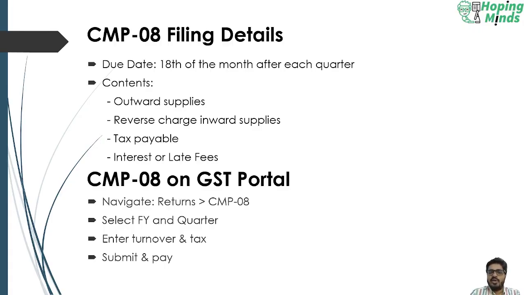Then CMP-08 on the portal: how to open and file the CMP-08 on the GST portal. Navigate to returns. Under the returns tab we have the CMP-08 option. We have to select the CMP-08 option, then we have to select the period, that is the financial year and the quarter for which CMP-08 is required to be filed. Afterwards we have to enter the turnover and the corresponding rate of tax, which will calculate the total taxes payable on such turnover. And finally we have to submit the return, pay the taxes using the challan and finally file the return using the OTP or DSC.